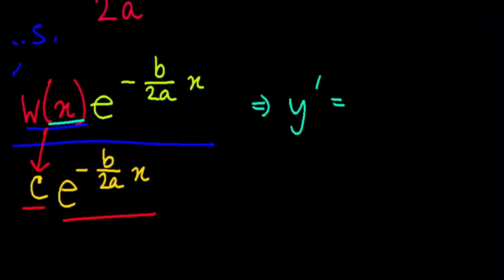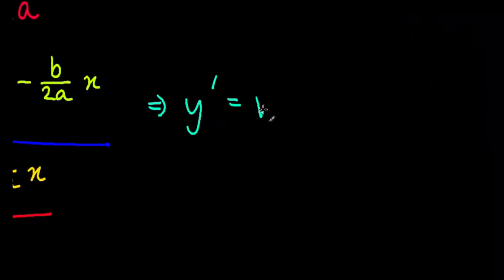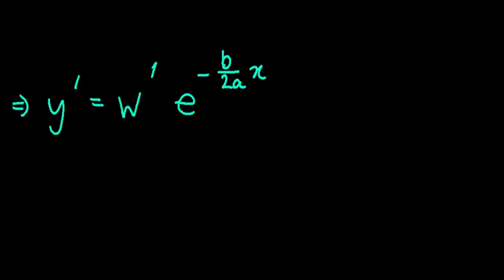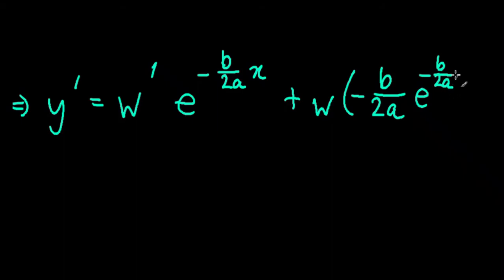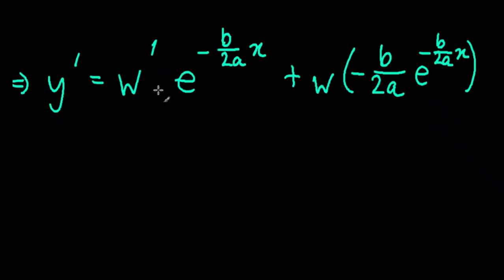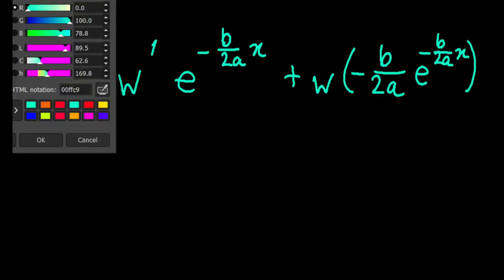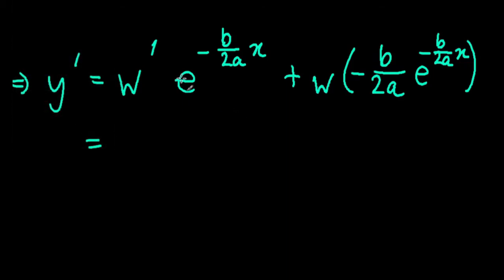So first differentiate that and keep the exponential term the same. So w prime e to the power negative b by 2ax, and then differentiate the other thing and keep w the same, plus w times negative b by 2a e to the power negative b by 2ax. So we can simplify this a bit. We can factor out the exponential. I'm going to call this exponential from now on, because it's quite tiring saying it in full.